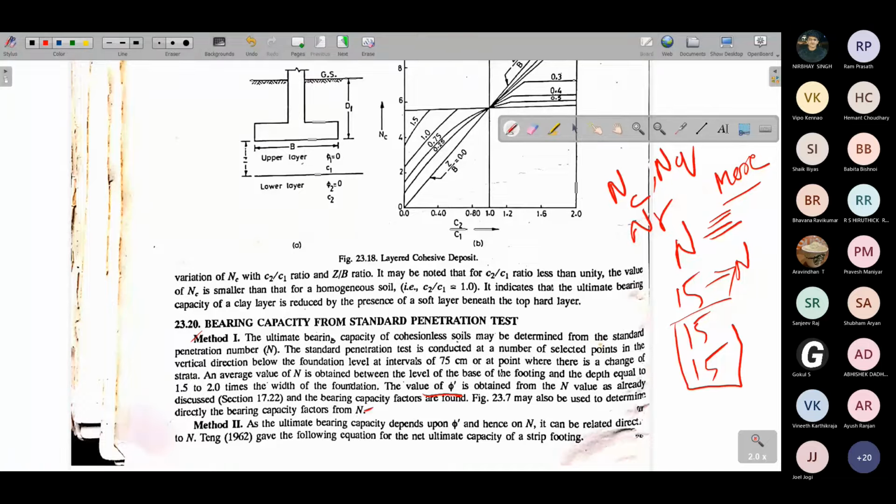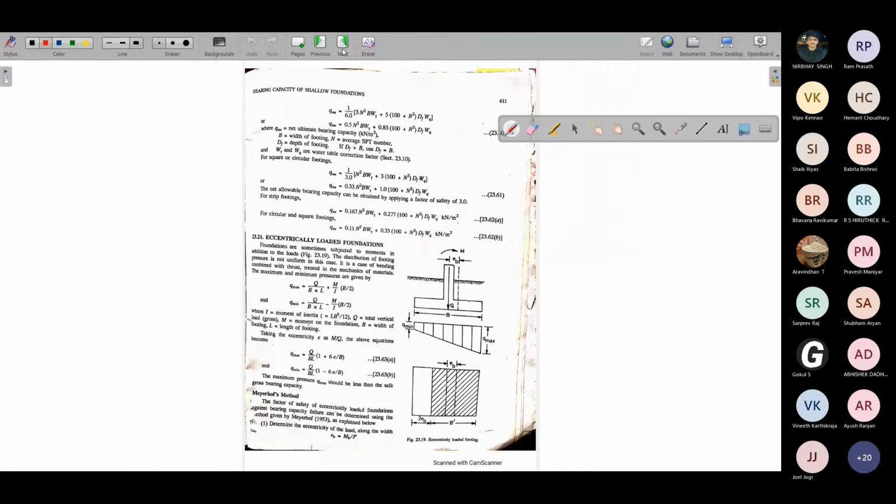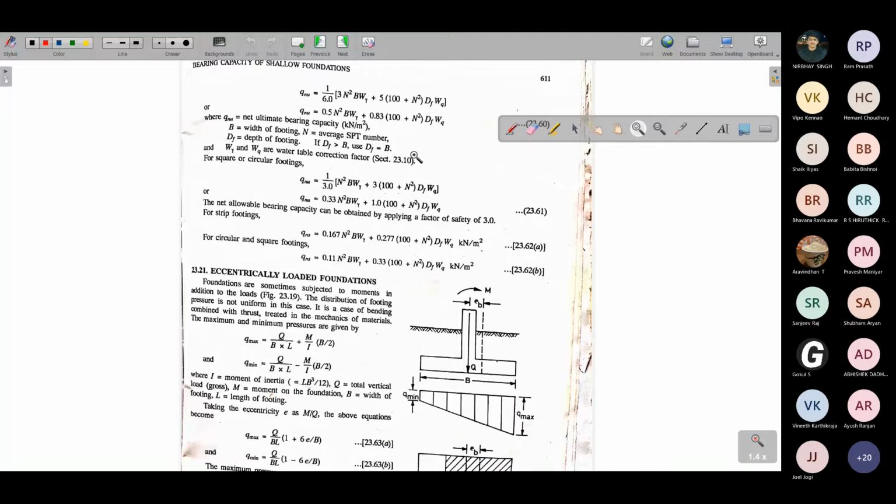We can use Terzaghi's bearing capacity equation and other people's equations, based on their suitability to the field condition. One more method is by Terzaghi and Peck, who have given direct formulas for finding the bearing capacities. So what he says is, he has given these formulas.